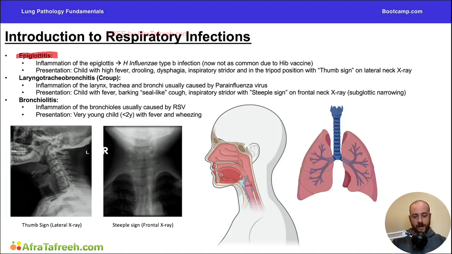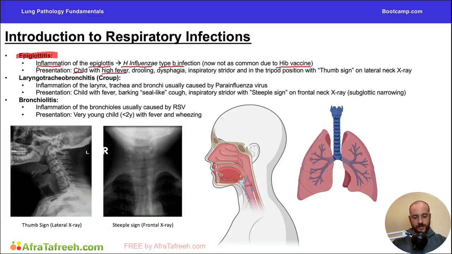Alright, so the first infection that we're going to talk about is epiglottitis. As the name implies, it is the inflammation of the epiglottis, and it is classically caused by Haemophilus influenzae type B. It's an important note that with the modern day Haemophilus influenzae type B vaccine, this infection is far less common, and furthermore, it can also be caused by other bugs such as Streptococcus pyogenes and Streptococcus pneumoniae.